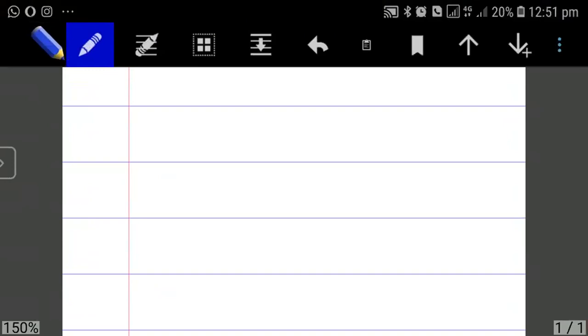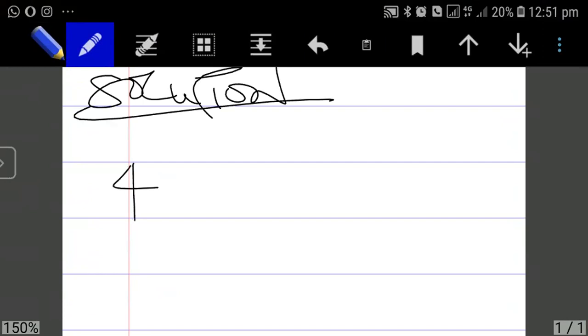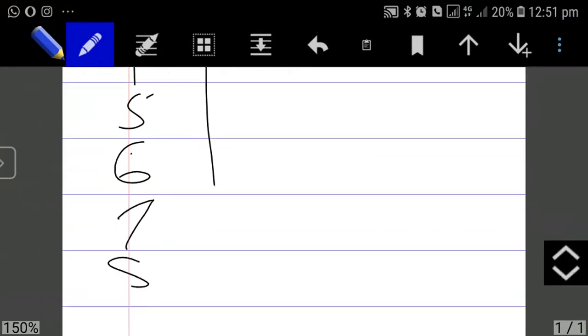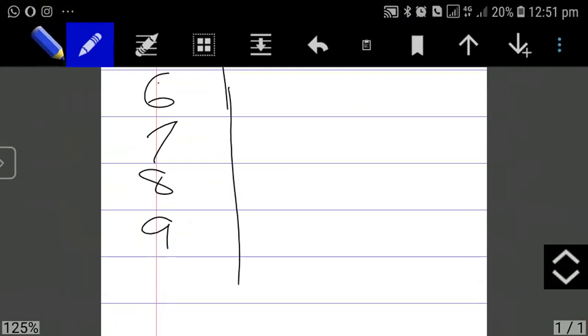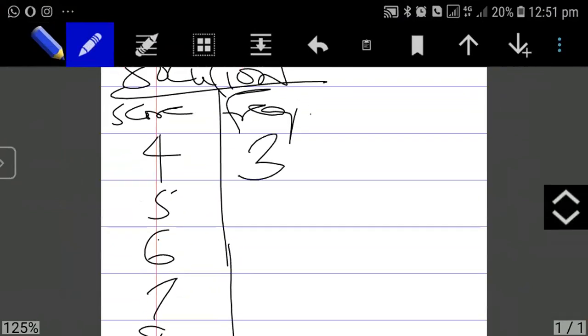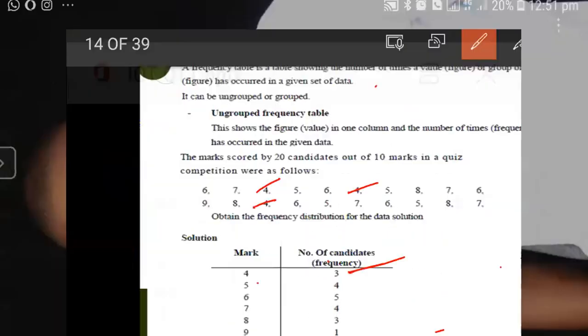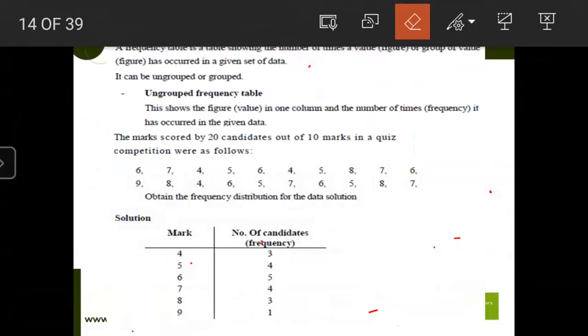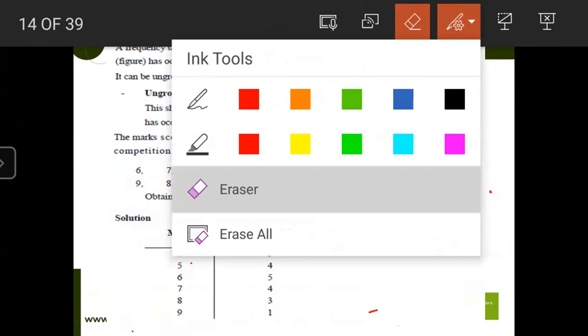Let's do it here. Solution. We have 4, 5. This is score. This is frequency. 6, 7, 8, 9. So for 4, we've counted 3 times. Yeah, let's go again. How many times did 5 occur? Let's count for 5.